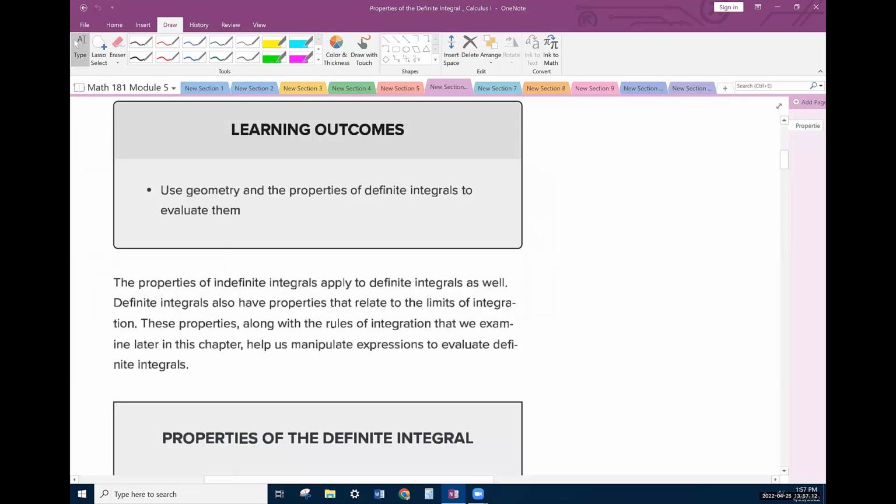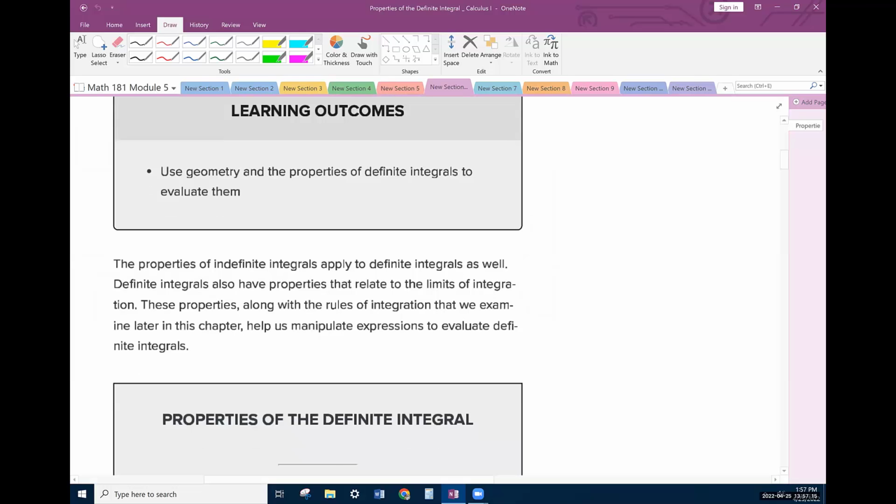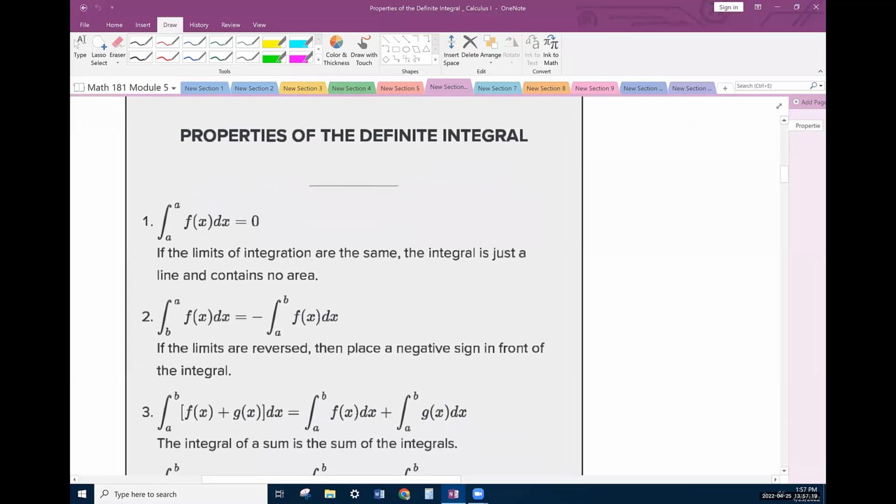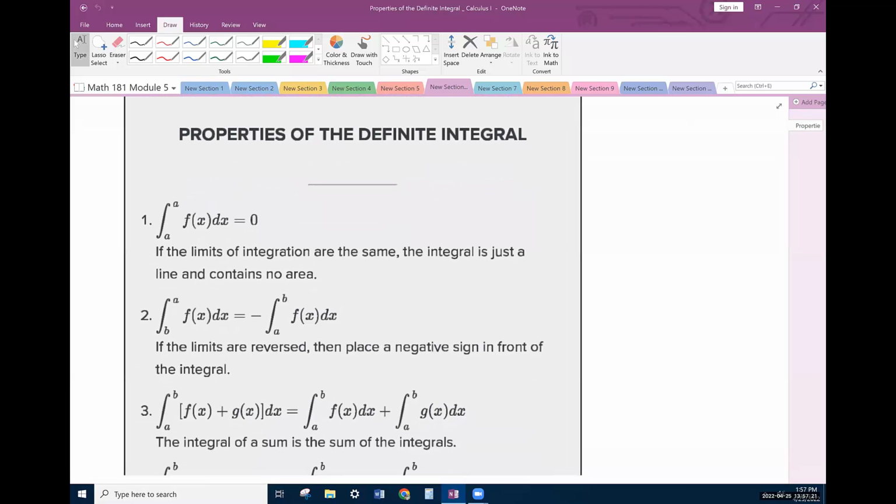So use geometry and the properties of definite integrals to evaluate them. We're going to go through the list of definite integrals, and this is something you probably want to write down or reference in the book. The integral from a to a of f of x dx is 0. Why would that be 0?